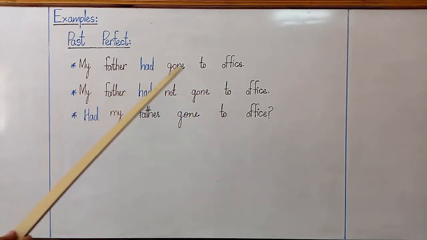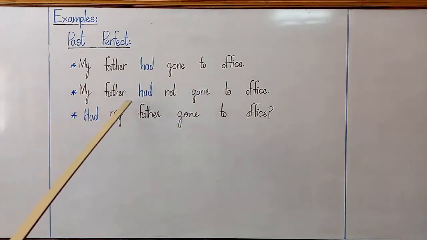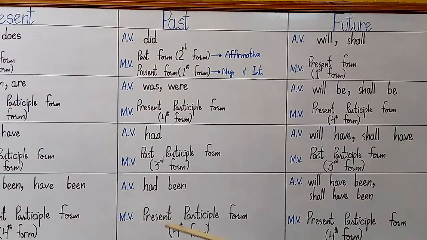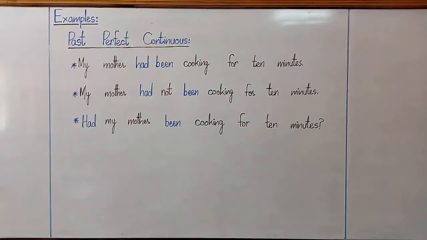My father had gone to office. My father had not gone to office. Had my father gone to office? In past perfect continuous tense, we use had been as auxiliary verb and we use present participle form, which means fourth form of main verb.